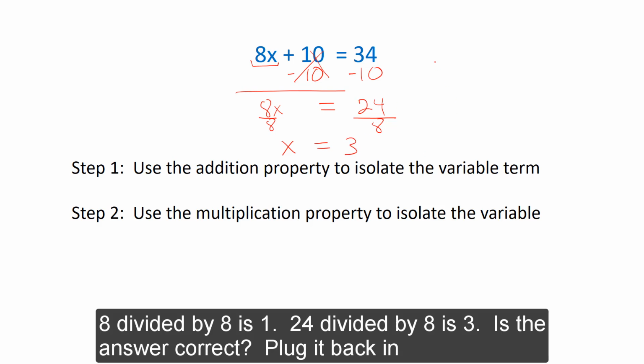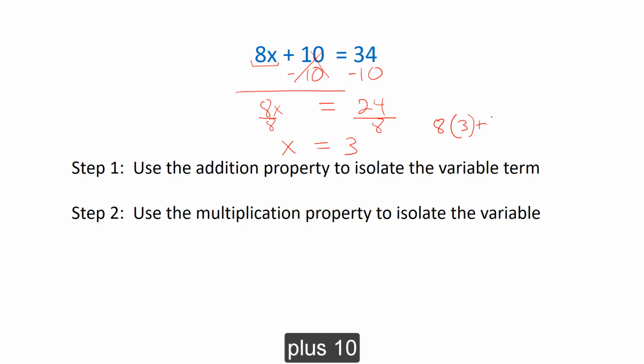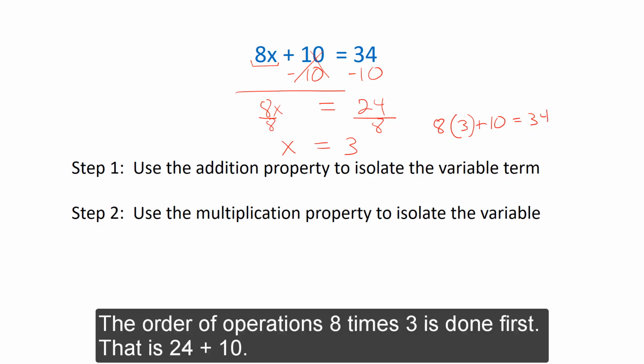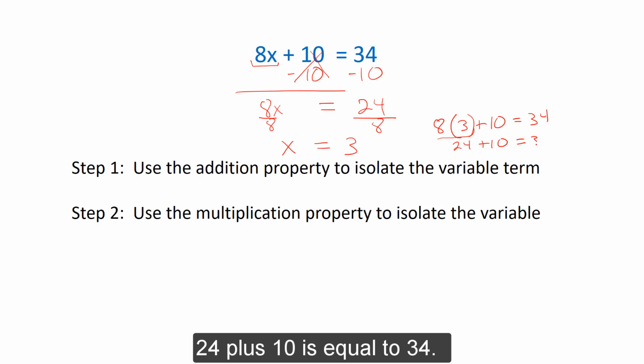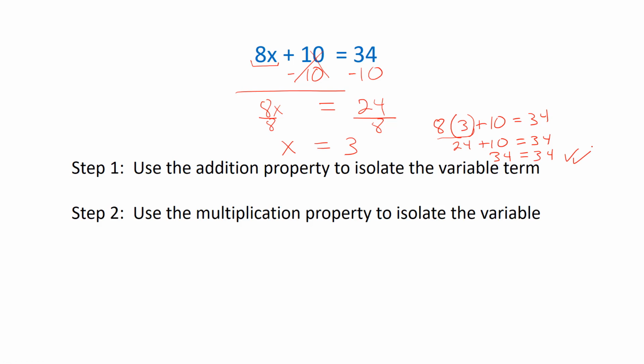Is the answer correct? Let's plug it back in to the original equation. 8 times 3 plus 10 is equal to 34. In order of operations, 8 times 3 is done first. That's 24 plus 10 equals 34. 24 plus 10 is equal to 34. 34 does equal 34, so the answer is correct. That concludes this section.